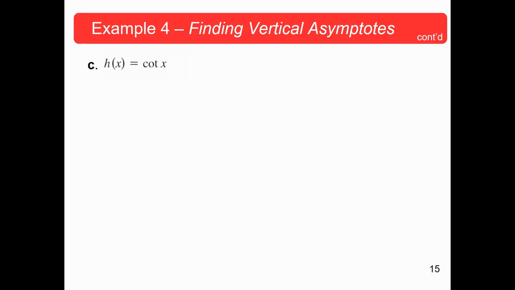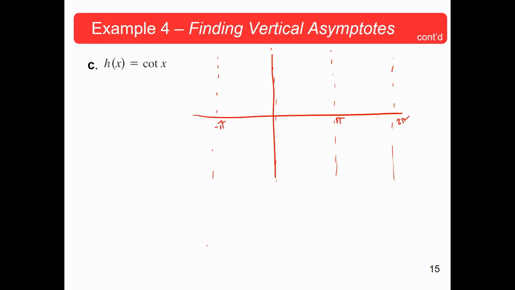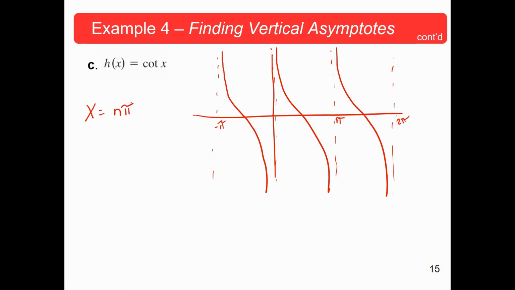Lastly, cotangent x. And we've already talked about this. When we graph cotangent, we know that it has asymptotes every pi. It looks like this. So I know it's got vertical asymptotes at 0, pi, 2 pi, 3 pi, negative 2 pi, or x equals n pi.